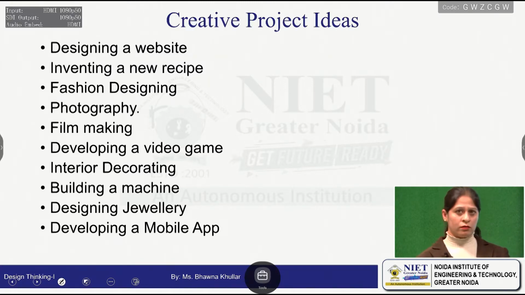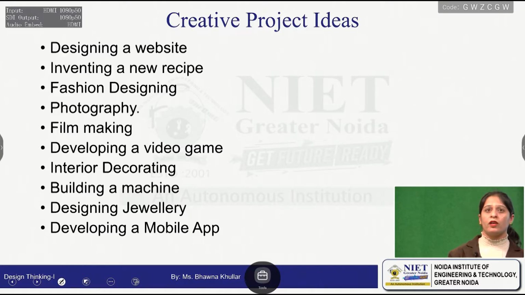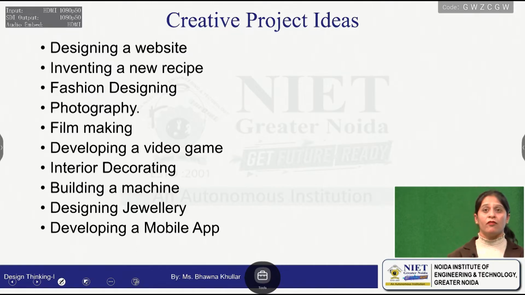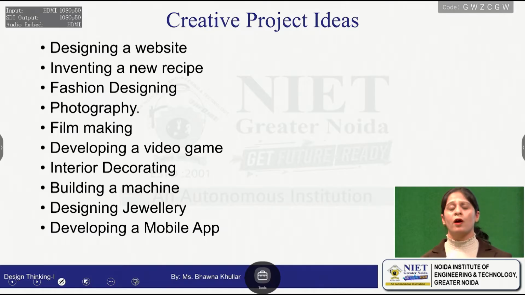There are some creative ideas like designing a website, inventing a new recipe, fashion designing, photography, filmmaking, developing a video game, interior decorating, building a machine, designing jewelry, developing a mobile app. These are the creative ideas which are generated by human beings when they discuss and create them.